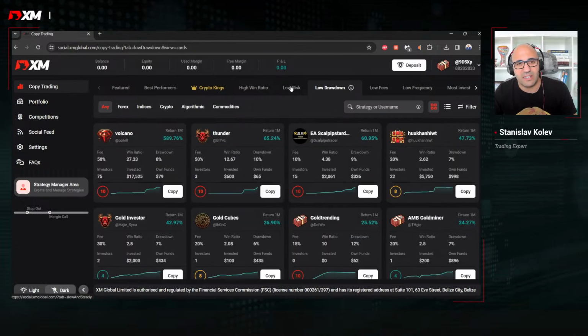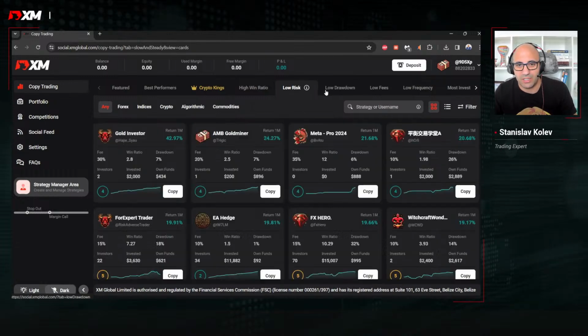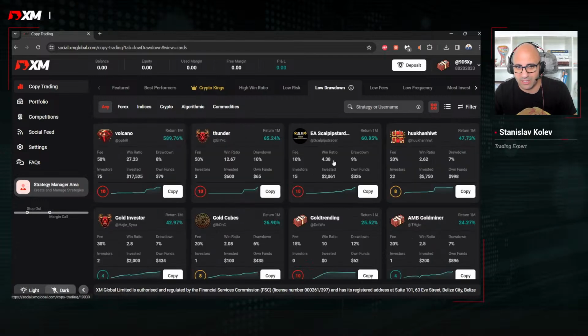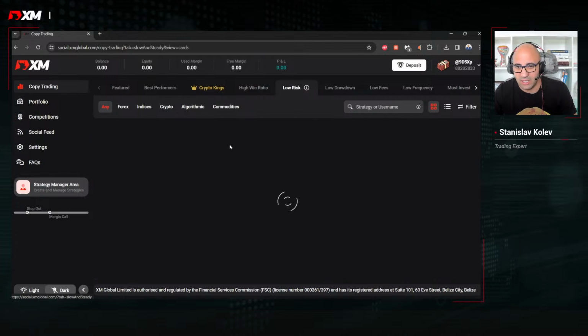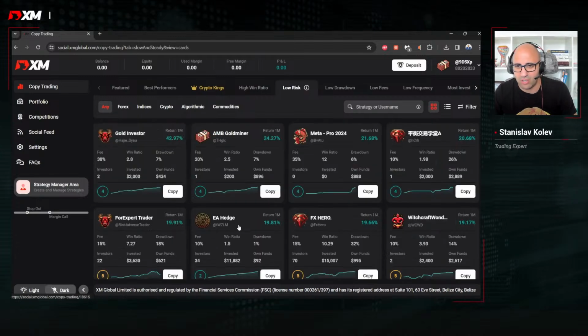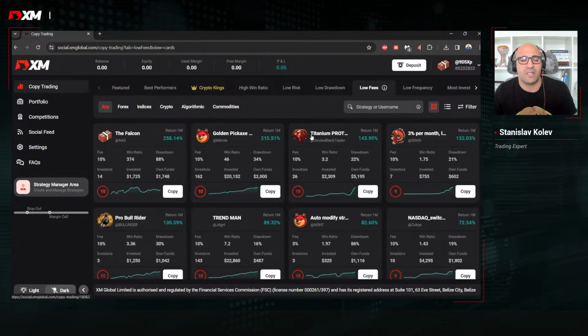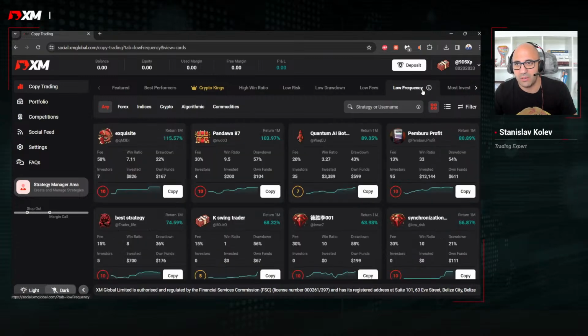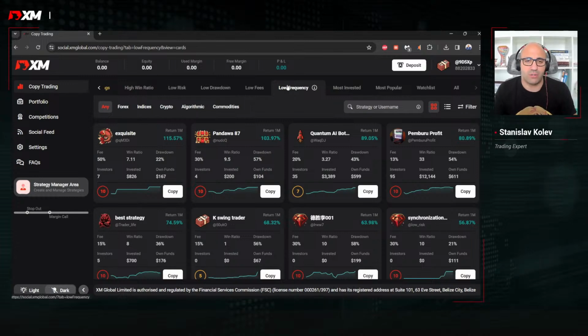I think this is very similar, and you're probably going to see similar performance, because drawdown here is 8 to 10%, and on low risk, it is also kind of low here. Low fees means instruments that don't have overnight fees, etc. Most low frequency means not executing too many positions simultaneously.